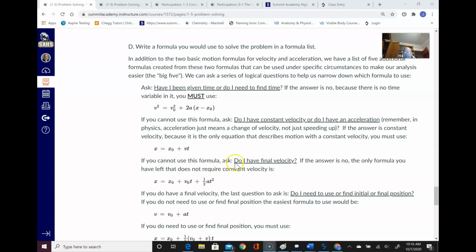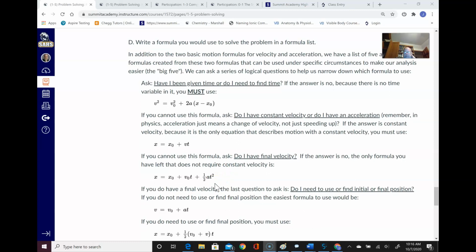If you can't use this formula, ask, do I have a final velocity? And if the answer is no, out of the 3 formulas that you have left, the only one that doesn't require a final velocity is x equals x0 plus v0 times time plus 1/2 at squared. It does require that you have an acceleration and a time, or one of these other variables. But if you do not have a final velocity and you've gotten this far, you have to use this formula.